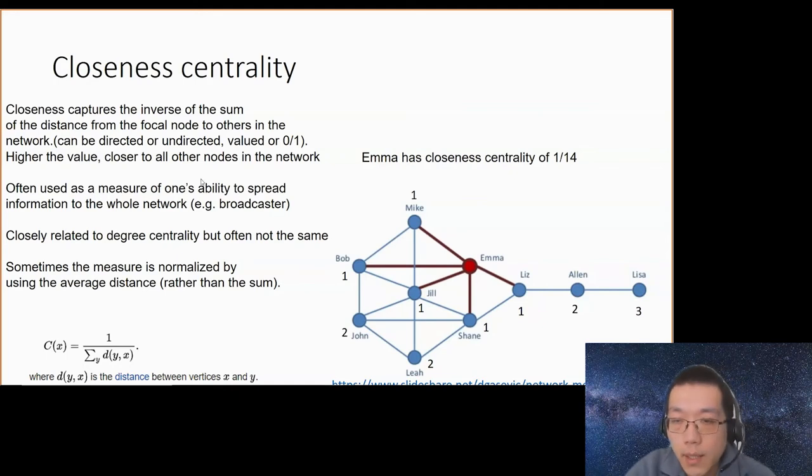Again, we don't have time to count, but here I've shown the network distance between everyone else and Emma. If you sum all the network distances together and take the inverse of that, that gives you the closeness centrality of Emma, which is 1 over 14. Again, the higher the closeness centrality, the more central someone is, or the closer to everyone else in the network.